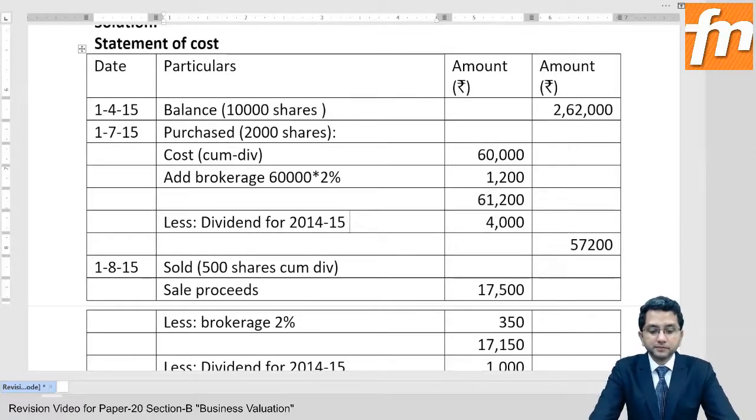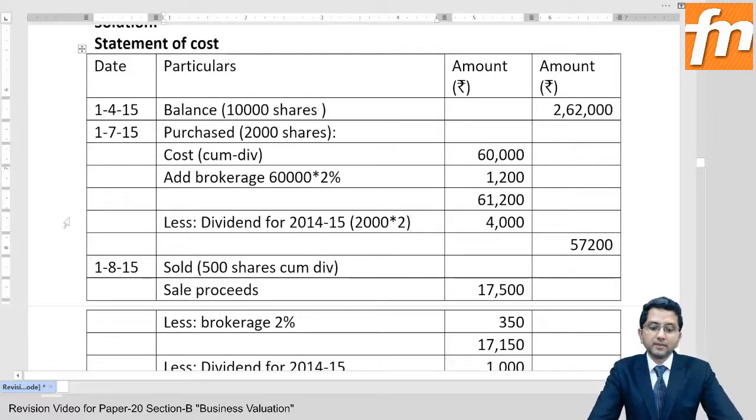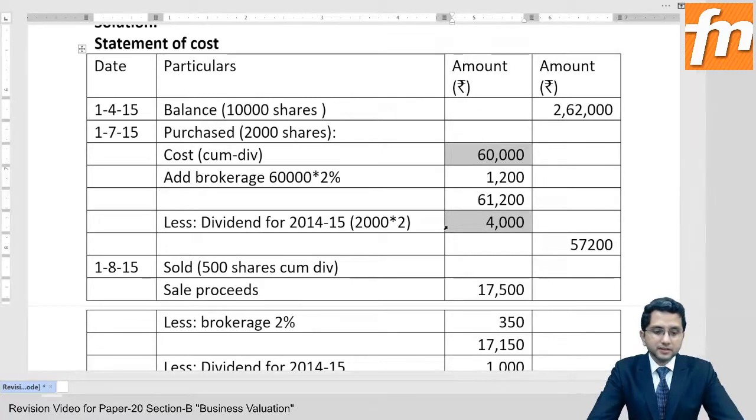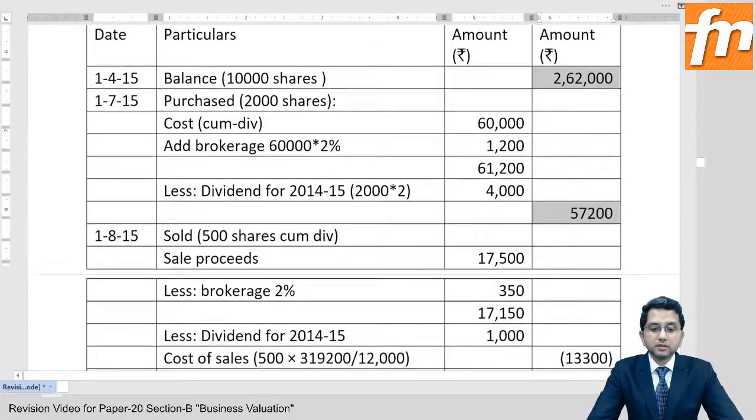Now dividend, 2,000 shares multiplied by rupees 2 per share. 20%, that is 2 rupees. 2,000 shares into 2 rupees per share. You have paid 60,000, but out of that 4,000 you have paid for dividend. So 61,200 minus 4,000 paid for dividend. Your actual cost of acquisition is 57,200. It should be added to 2,62,000.